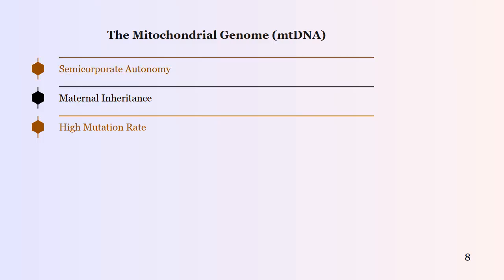Maternal inheritance. In mammals, mitochondrial DNA is strictly inherited from the mother, as sperm mitochondria are systematically destroyed after fertilization. High mutation rate. Mitochondrial DNA mutates at a much faster rate than nuclear DNA, due to proximity to reactive oxygen species and limited repair mechanisms.